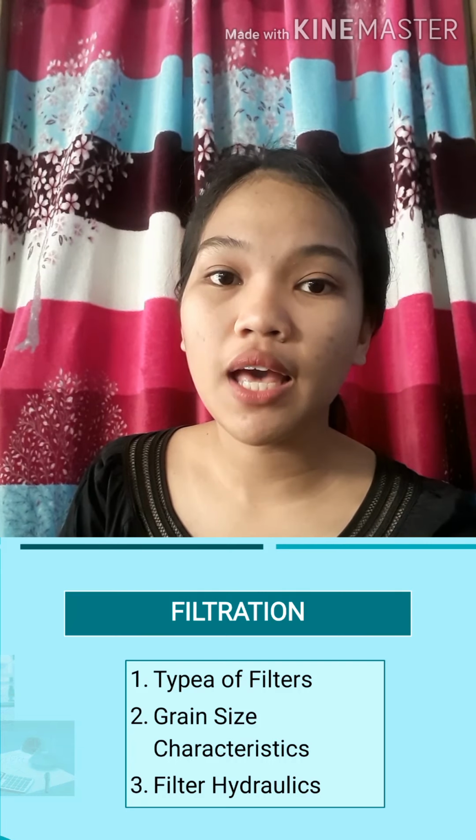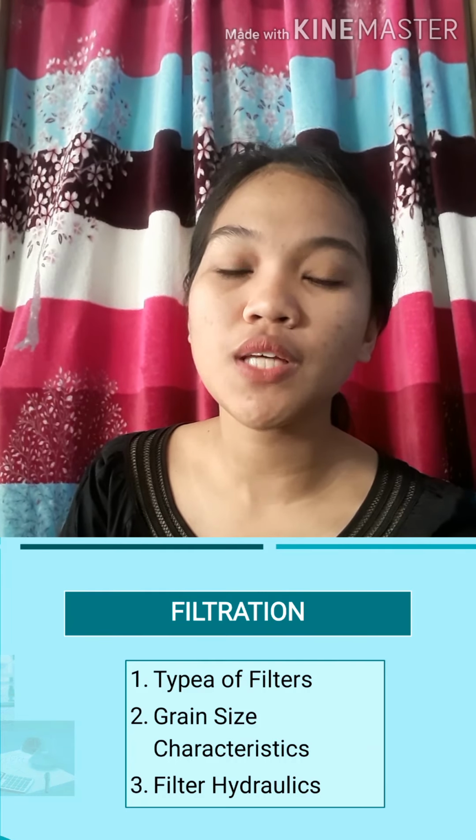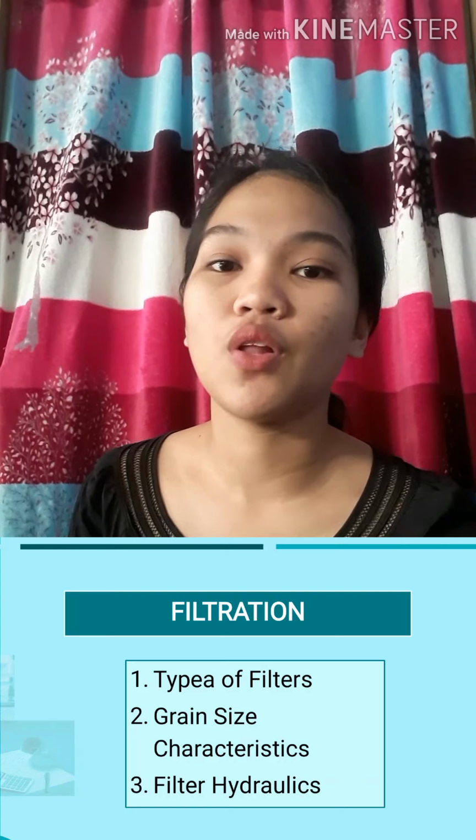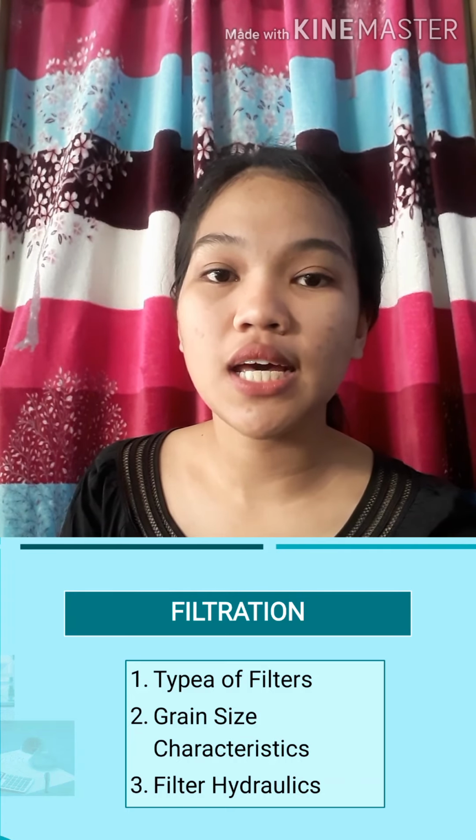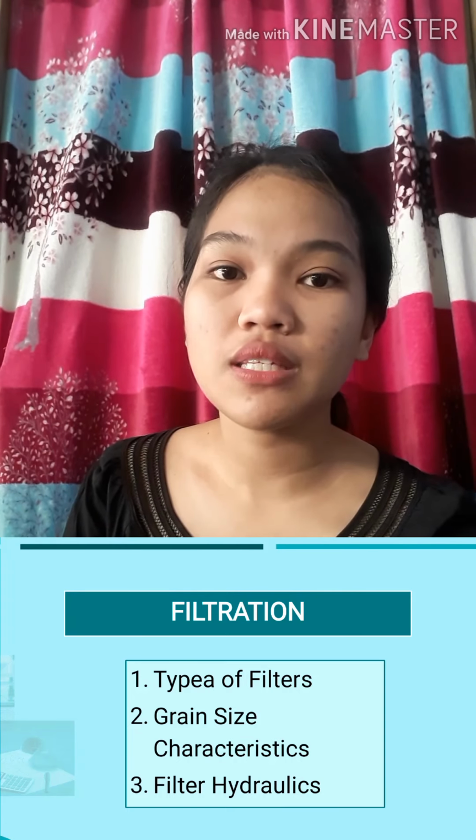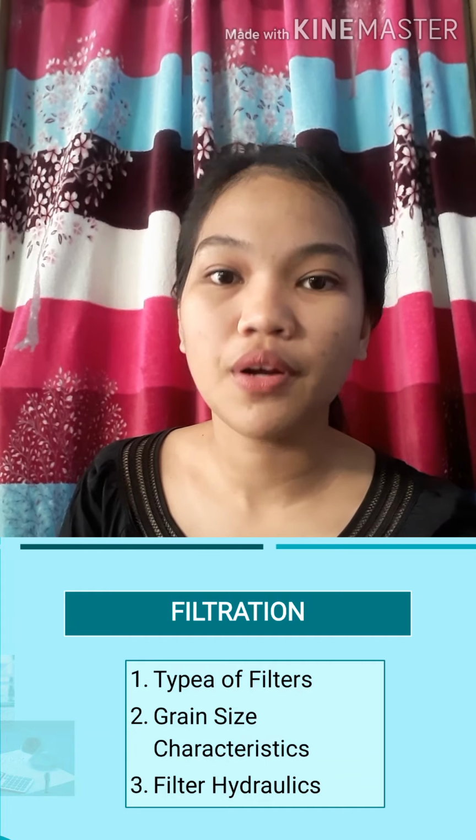It is used for small-scale work such as houses, swimming pools, small-scale industries, and a lot more. The rate of filtration is 6,000 to 15,000 liters per meter squared per hour.